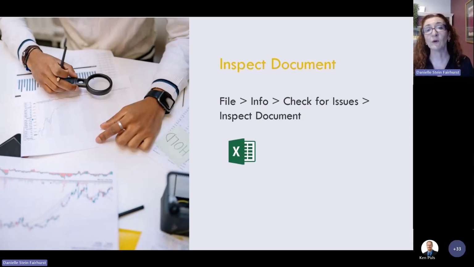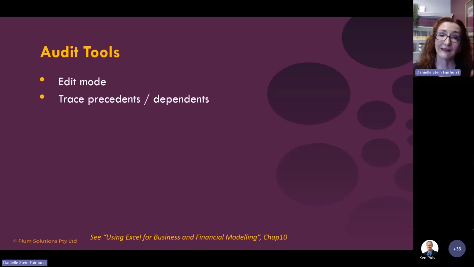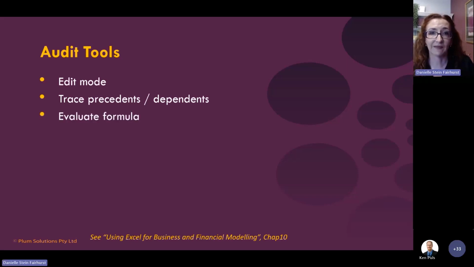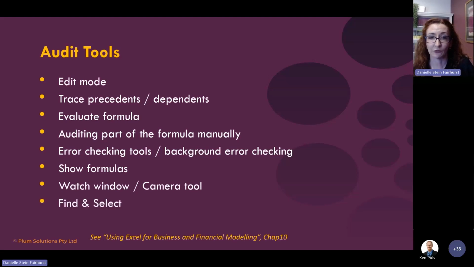And then when you've looked at that, you can have a look at a couple of audit tools. So, a couple of things like going into edit mode, which we've looked at, using your F2 to check the model, trace precedents and dependents, which is just on your Formulas tab. I'll go through and demo some of these. Evaluate Formula, adding part of the formula manually, background error checking, which is one of your options, showing formulas, and your camera tool, as well as Find and Select. So a couple of different options.